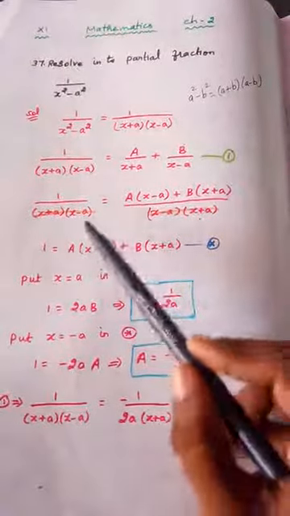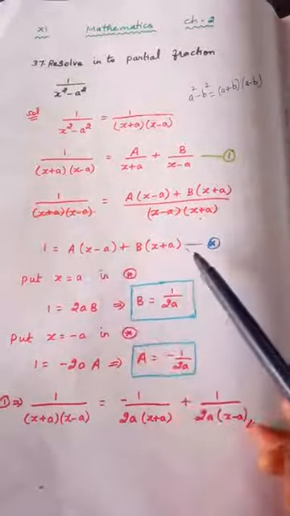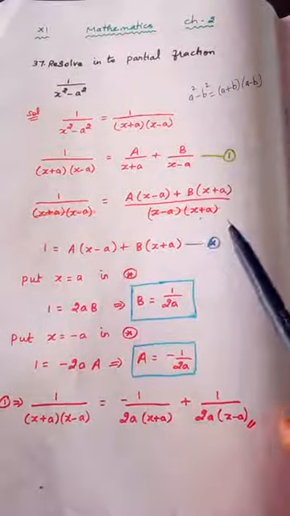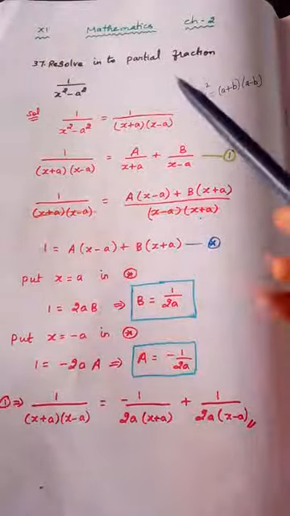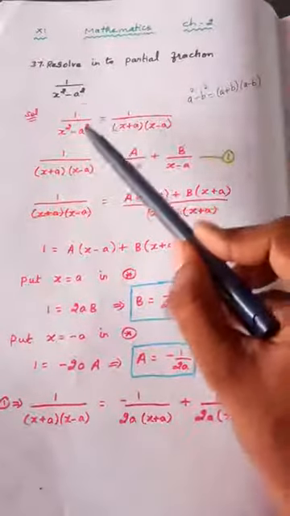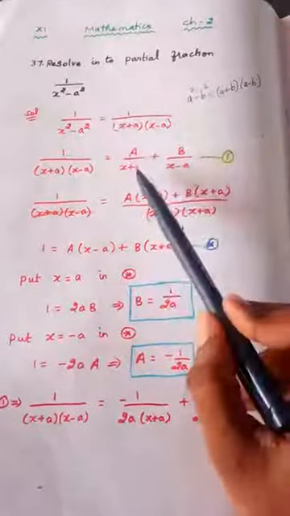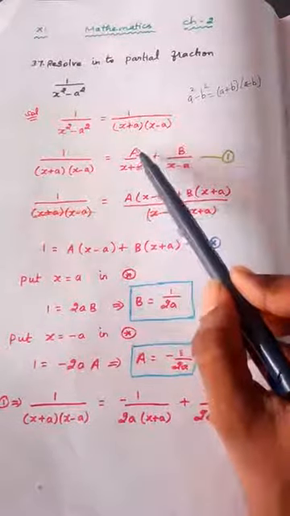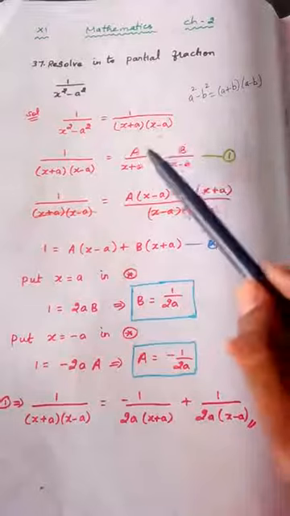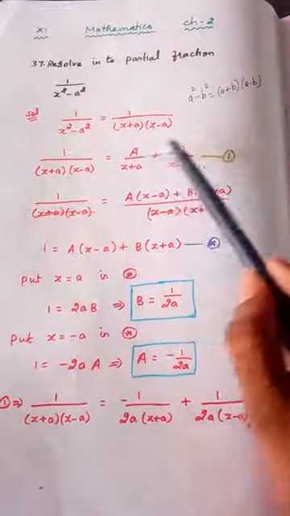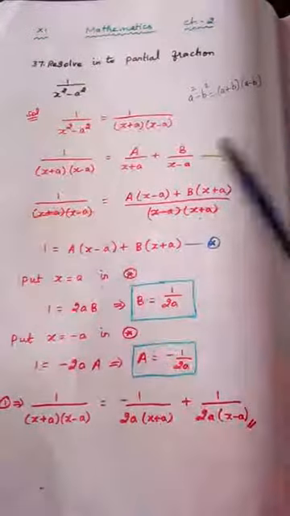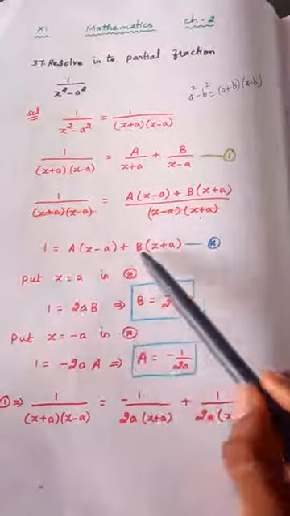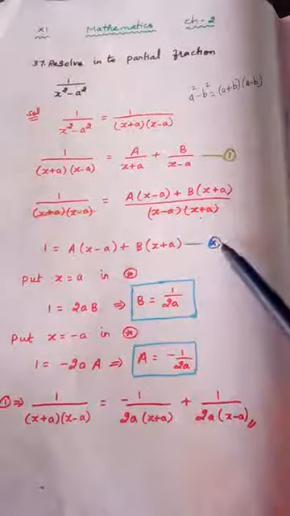Now after cancelling the denominator, we got one line that is taken as equation star. Actually, the question is resolve into partial fraction, which means split the question into factors. Actually, this is the answer. But we need to find what is A and what is B. Once we know A value and B value, we will substitute here and tell the answer, right? So this equation is named as star.